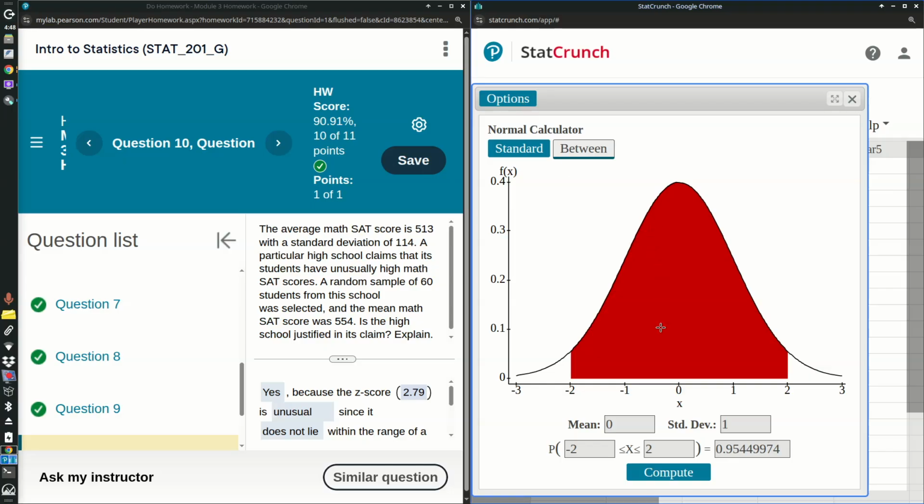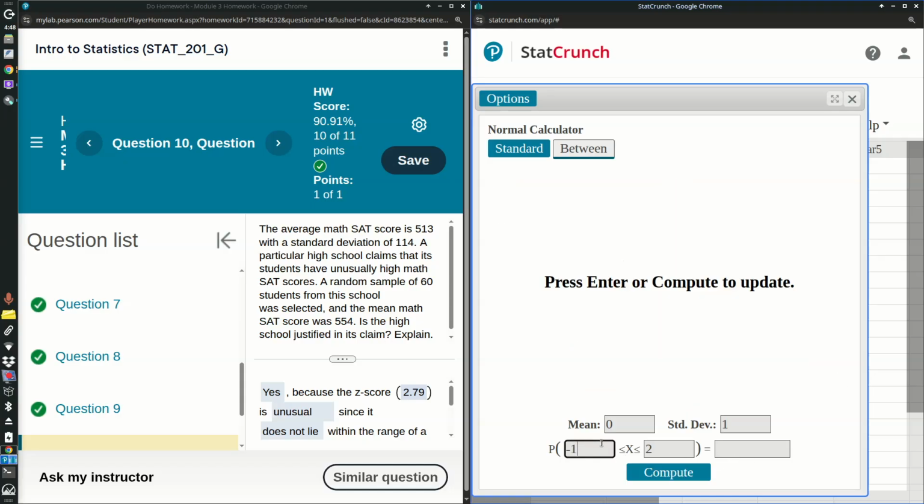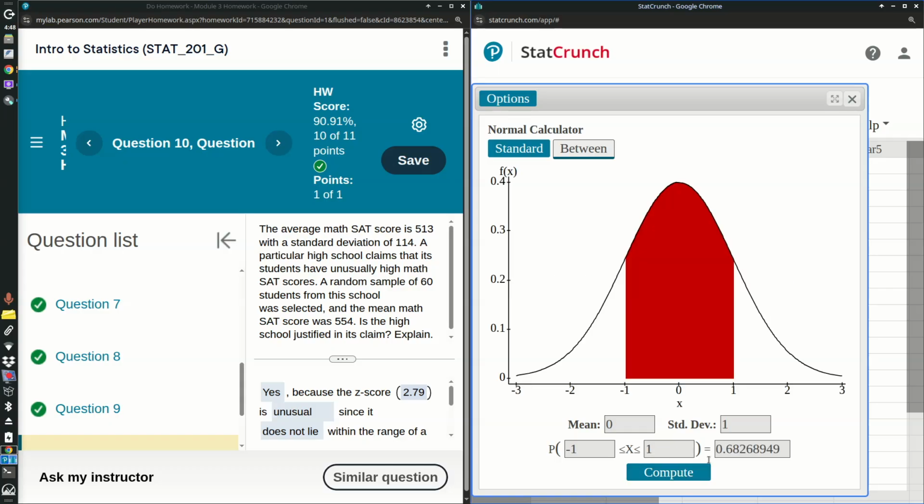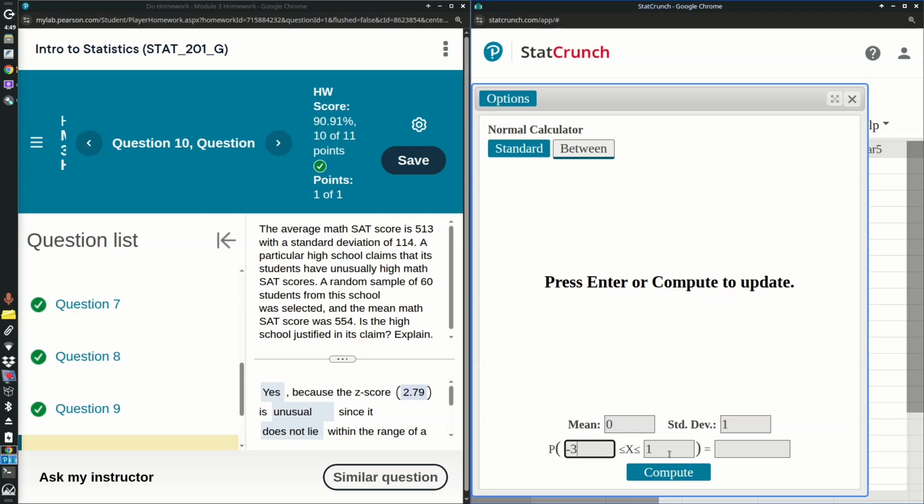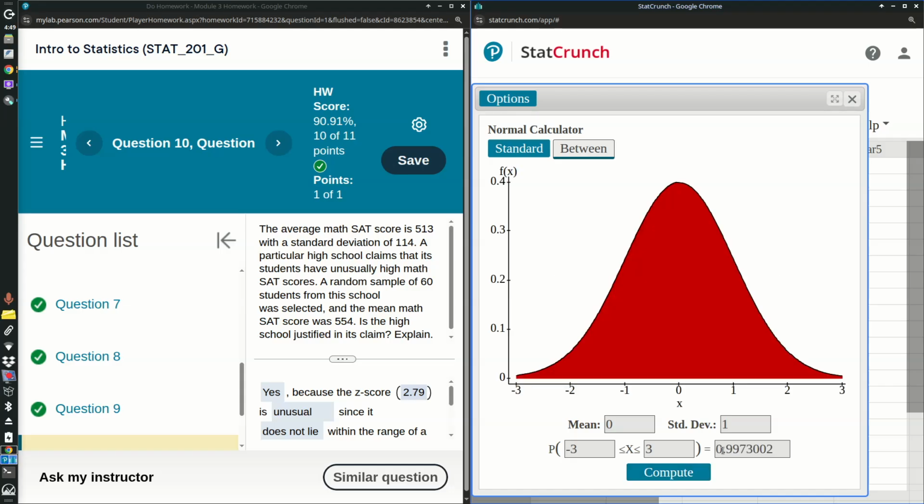The empirical rule says 1 standard deviation on either side is about 68%, 2 standard deviations is 95%, and 3 standard deviations is about 99.7%. So from -1 to 1, you'd be close to 68%. -2 to 2, we saw was close to 95%, and -3 to +3 is about 99.7%. That's known as the empirical rule. So almost all the observations.